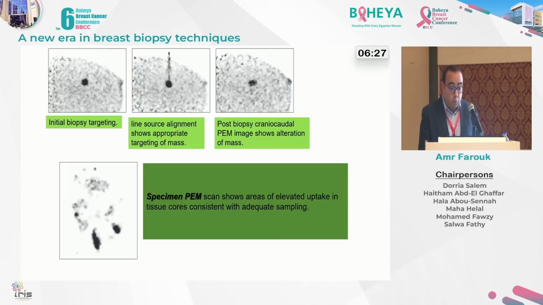So we do the PEM-guided biopsy using MRI needles for vacuum-assisted biopsy. However, we had a modification in Bahia using the ultrasound vacuum needles. This is an example of the initial biopsy targeting, followed by the line source alignment showing the appropriate targeting of the mass, and the post-biopsy craniocaudal PEM images showing alteration of the mass, confirming the specimen PEM showing areas of elevated uptake in the tissue cores consistent with adequate sampling.